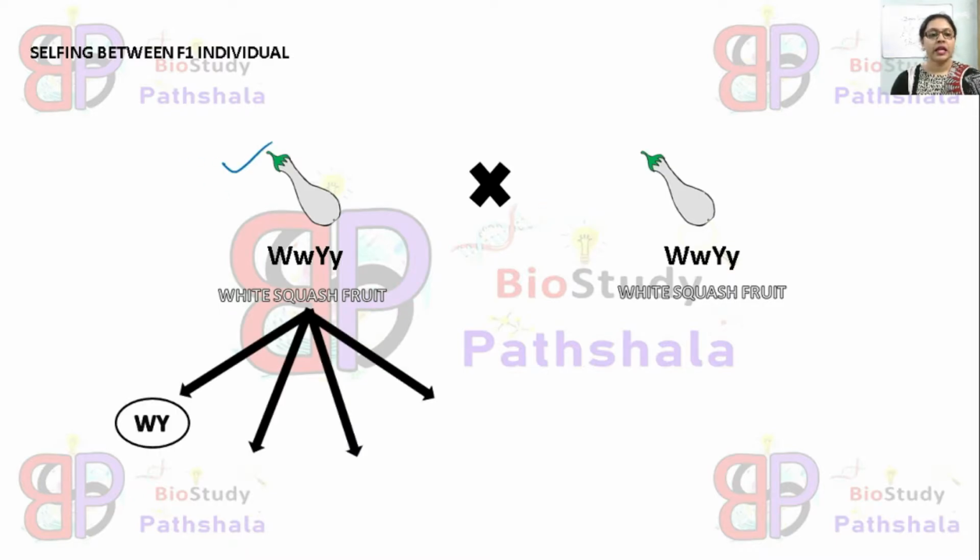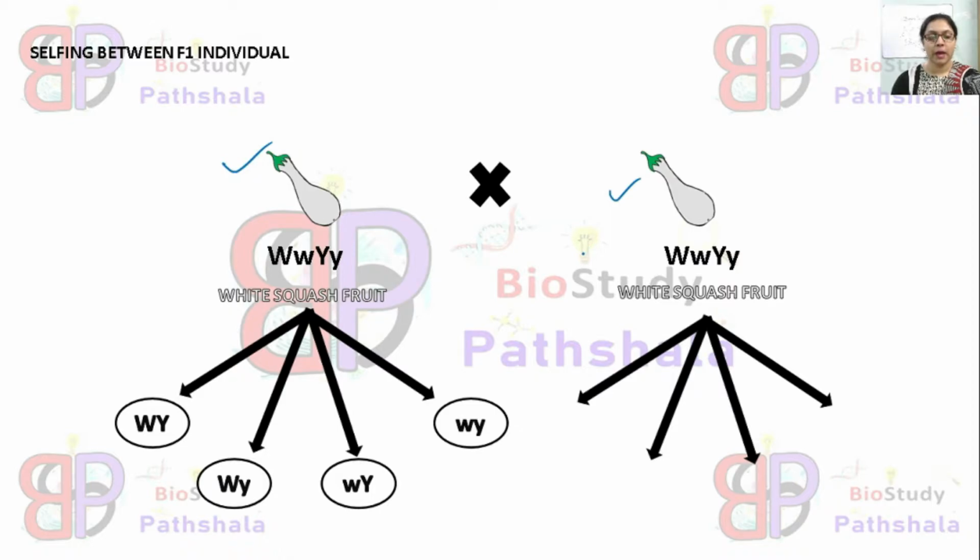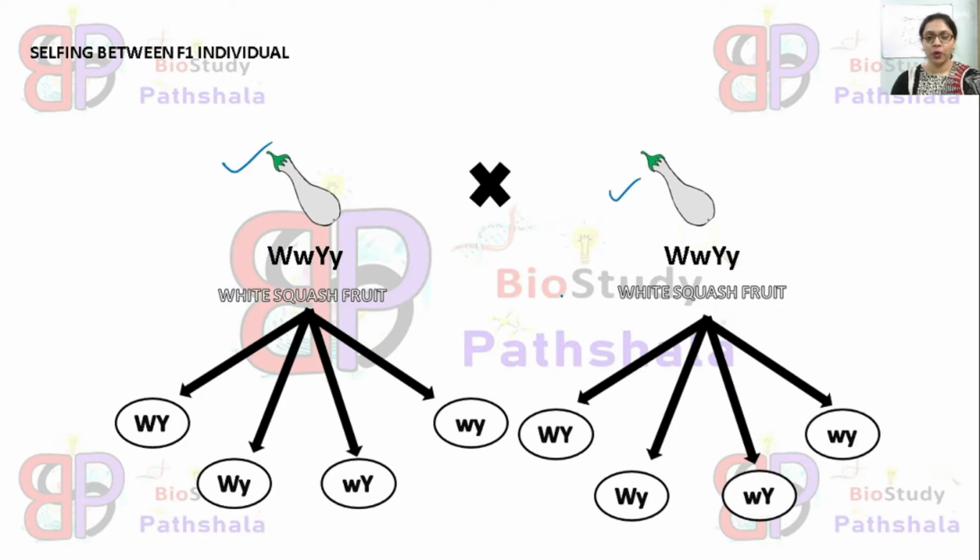These are capital W, capital Y; capital W, small y; small w, capital Y; and small w, small y. This individual again will produce 4 types of gametes. These are capital W, capital Y; capital W, small y; small w, capital Y; and small w, small y.